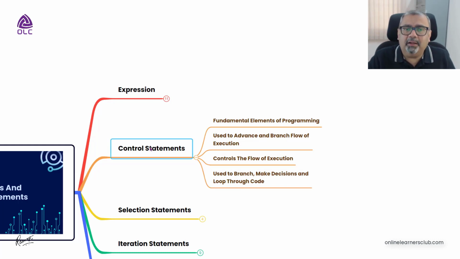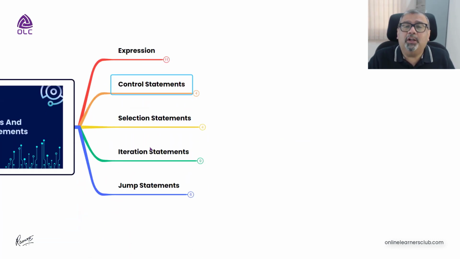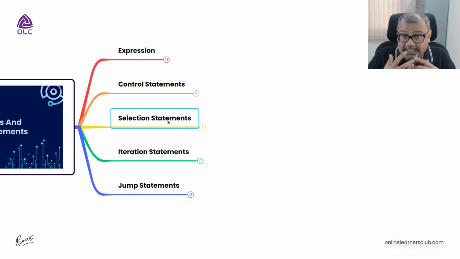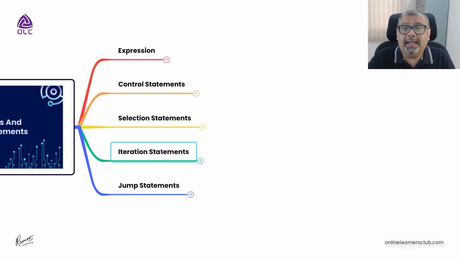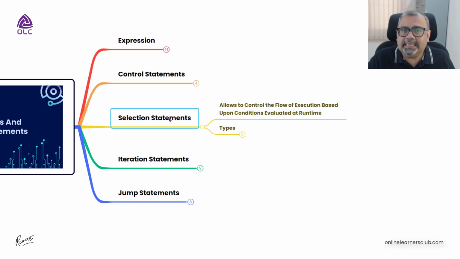So at the high level, we do have three types of control statements. One is selection statement. Next is looping, which is called iteration statements. And then finally, to jump from one place to another place, or you want to break the execution, we do have jump statements. So now let us look at what is a selection statement.